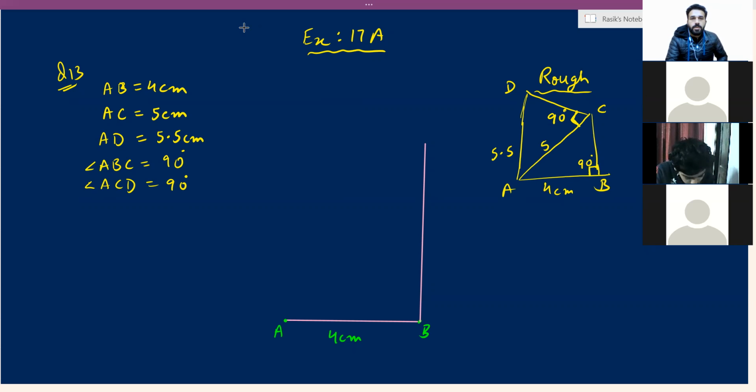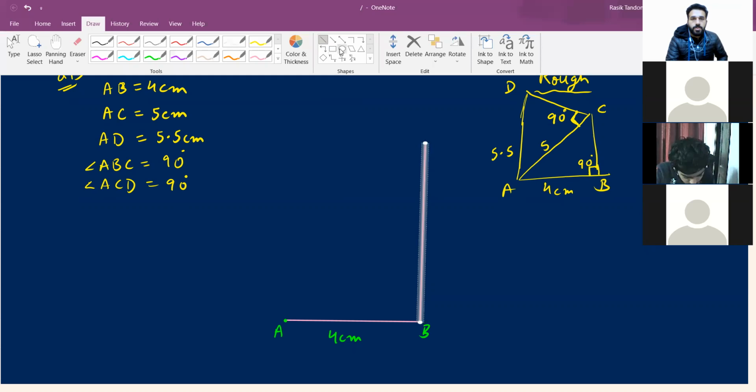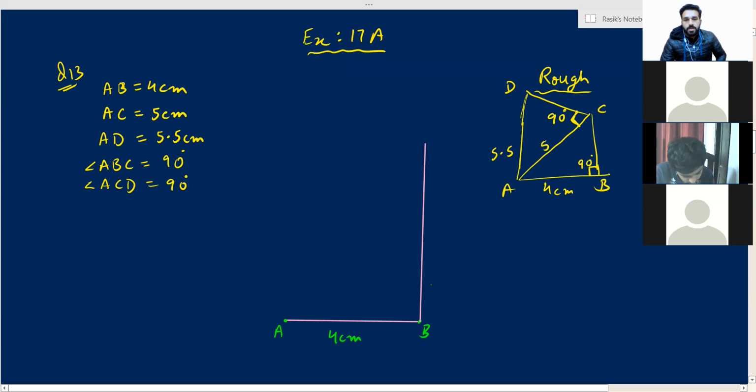Okay, so we have drawn angle B of 90 degrees. I hope you all have constructed it. For constructing 90 degrees, you first construct 60, then 120, then bisect the angle between 60 and 120. You will get 90.